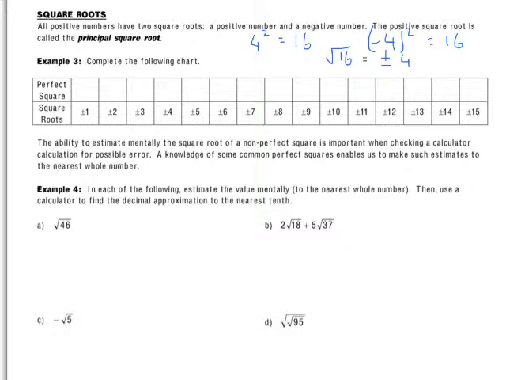Okay, so complete the following chart. Well, the perfect square of 1 over here is 1. The square root of 1 is plus or minus 1. If I go negative 1 times negative 1, I get 1. Okay, then I have 4, and I think we did this already for the first 15. But what I want you to get out of this is that a negative number squared also gives you a perfect square. So don't forget the negatives.